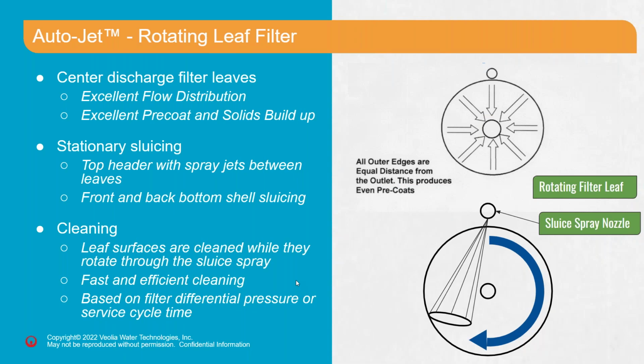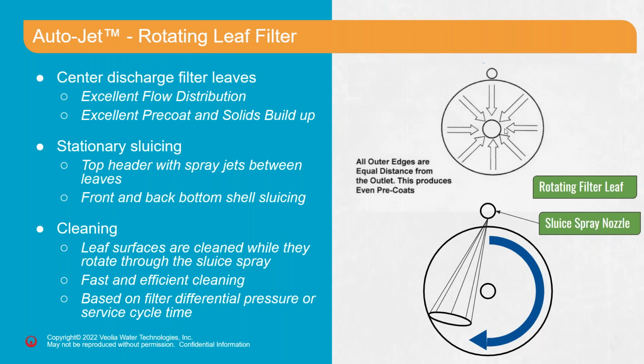Now, one of the main advantages that we have with the Auto-Jet leaves is that the leaves have a centered discharge, like you see here. So during filtration, the vessel is completely filled, and the circular design of the leaf allows for flow to distribute evenly through the leaves, as the outer edges are all equally spaced from the center of the leaf. So this allows for an even distribution of Precoat and also for the solids to build up.